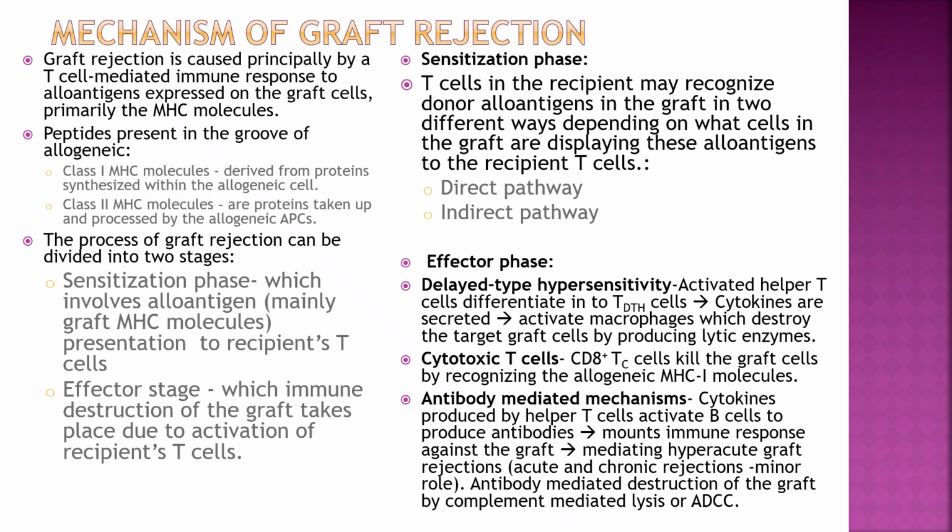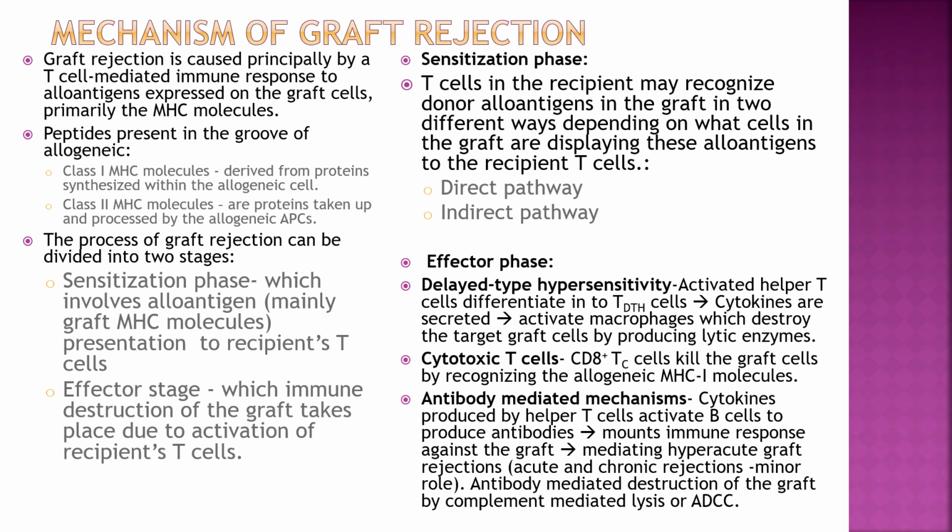Direct pathway, indirect pathway. Effector phase, delayed type hypersensitivity: activated helper T cells differentiate into TDTH cells. Cytokines are secreted, activate macrophages which destroy target graft cells by producing lytic enzymes. Cytotoxic T cells, CD8 plus TC cells, kill graft cells by recognizing alloantigens, allogenic MHC class 1 molecules.